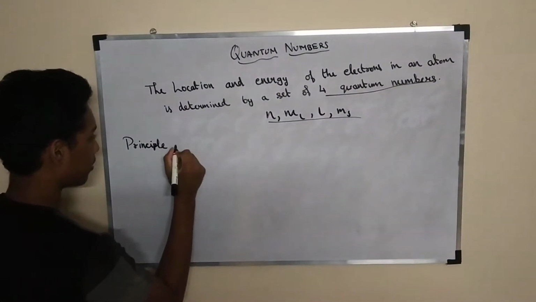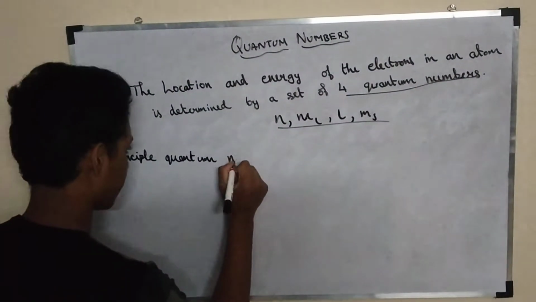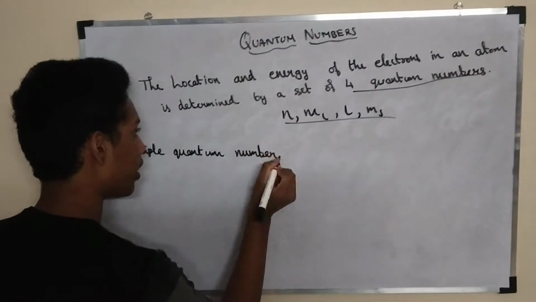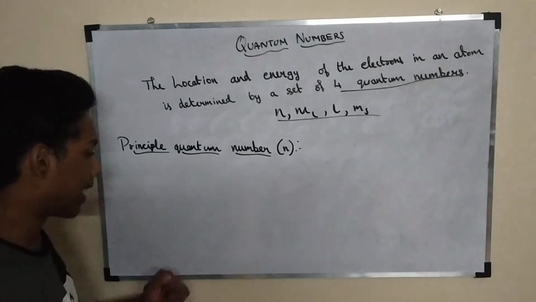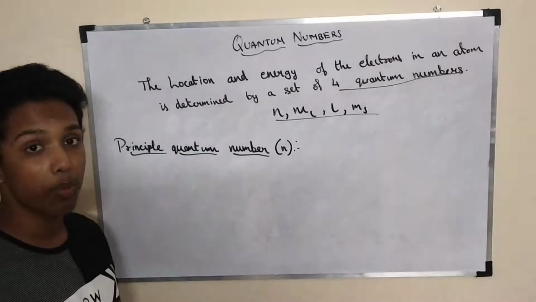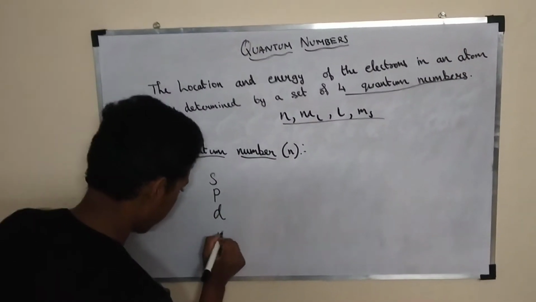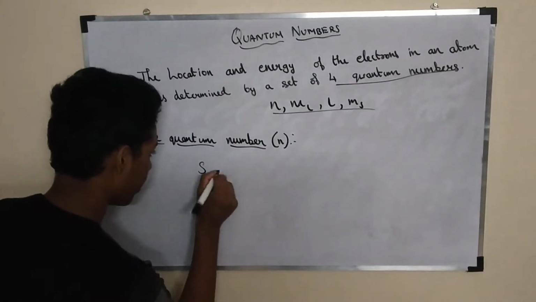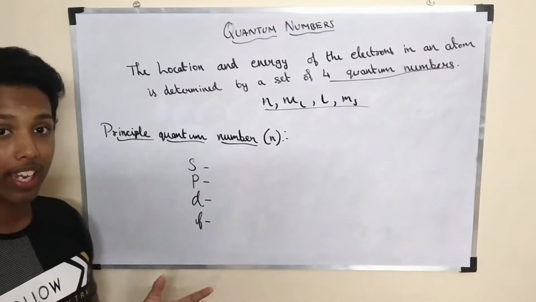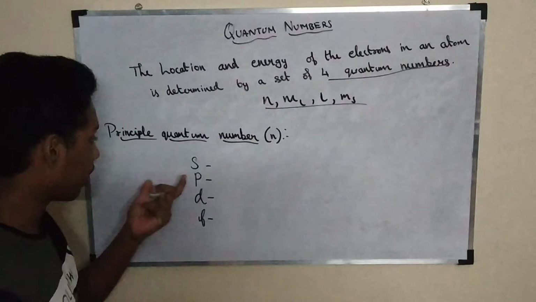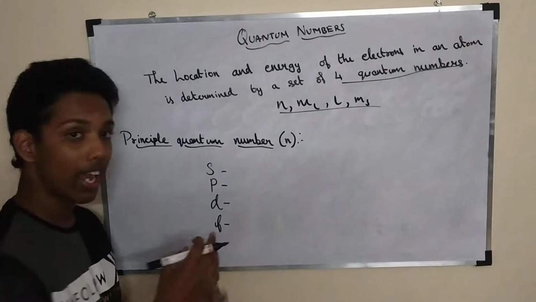Principal quantum number, which is denoted by n, right? The main one, okay? It is denoted by n. Remember that thing. I'm sure you have studied about orbitals in earlier classes. s, p, d, f are the different orbitals, right? Now what does this n say? This n will say the energy of the electrons in the specific orbital. For s, it will have a specific value. For p, d and f, it will have a specific value.